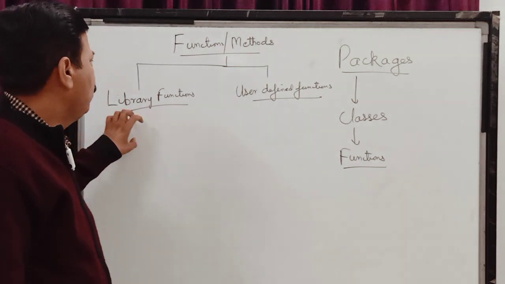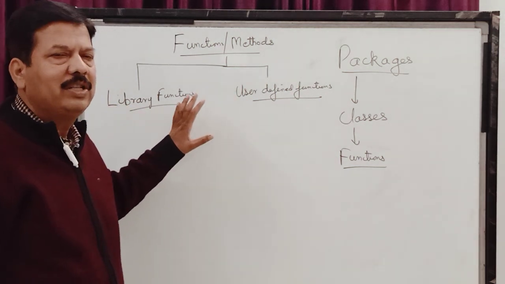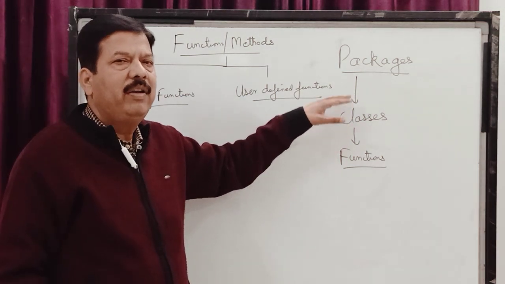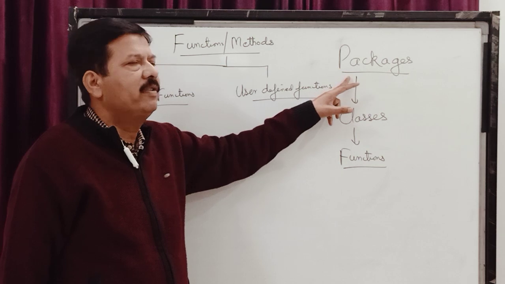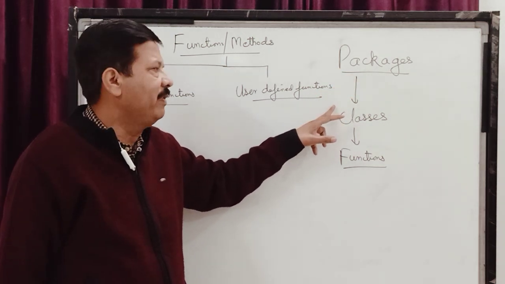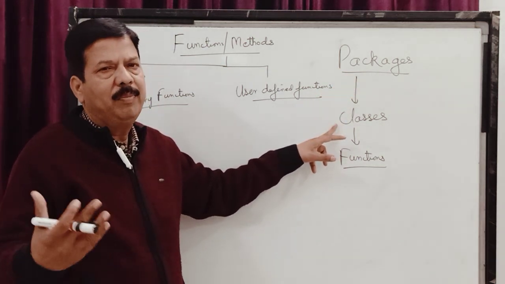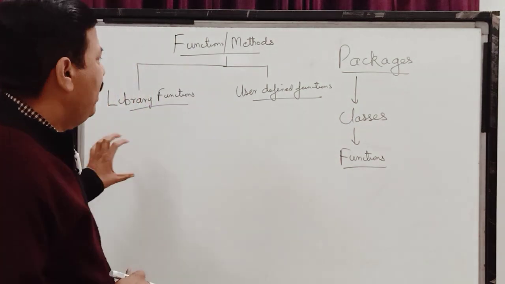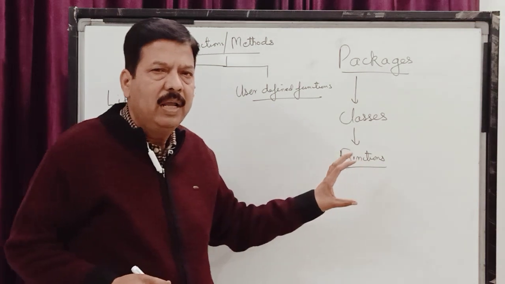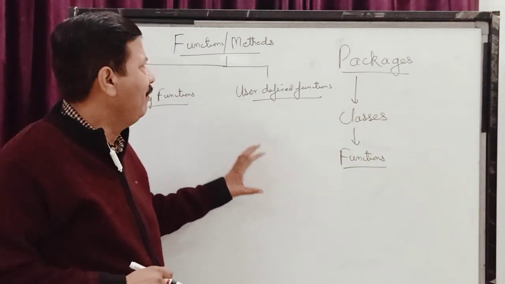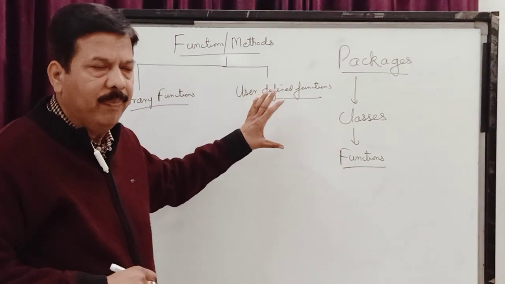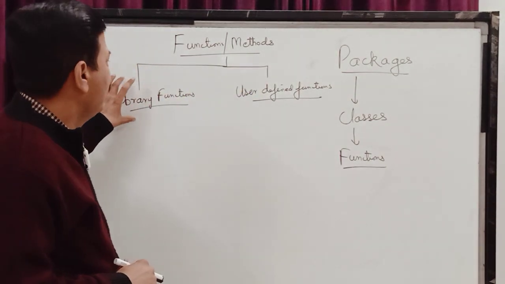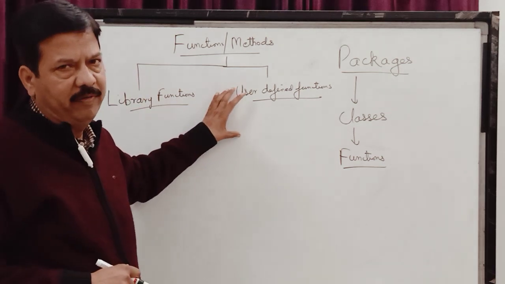So functions are of two types: library functions, which are already given to us in different classes present in different packages, and user defined functions. A package is a collection of related classes, and a class is a logical placeholder containing these functions and objects. Children, the function or method is the executable part of the program, which is the topic I am going to do today. I have divided functions into two types: library functions and user defined functions.